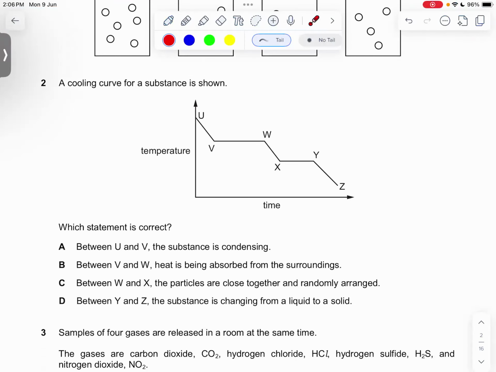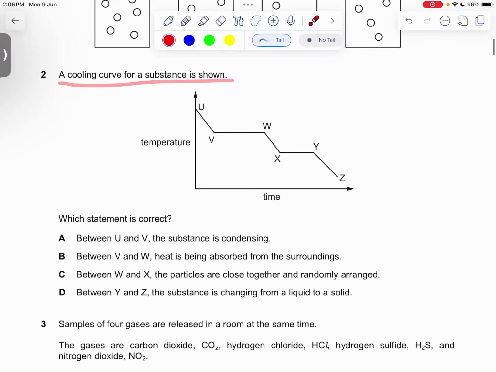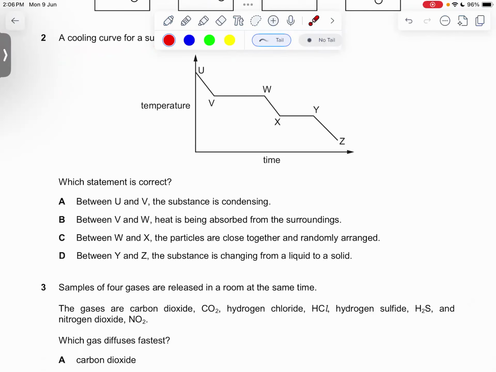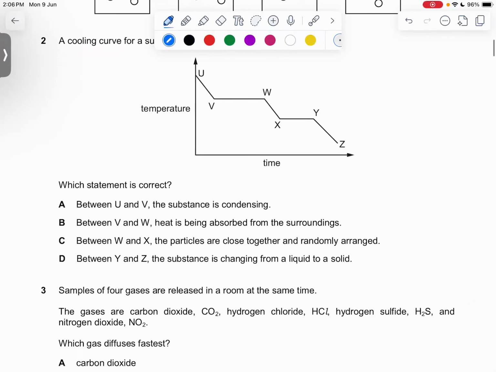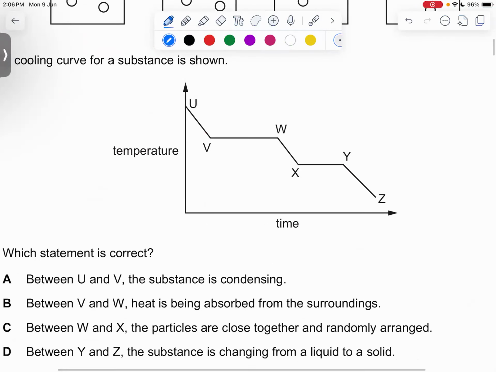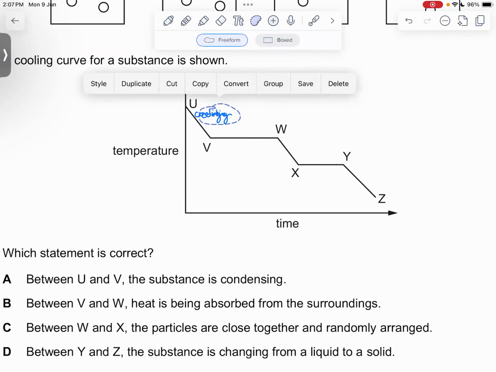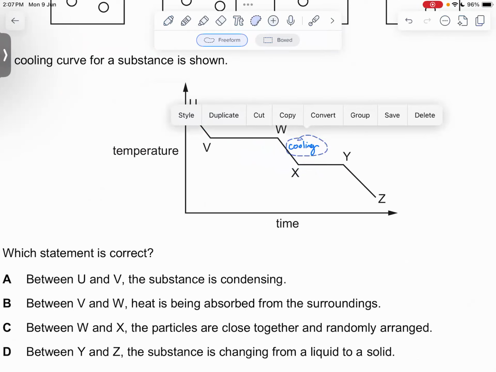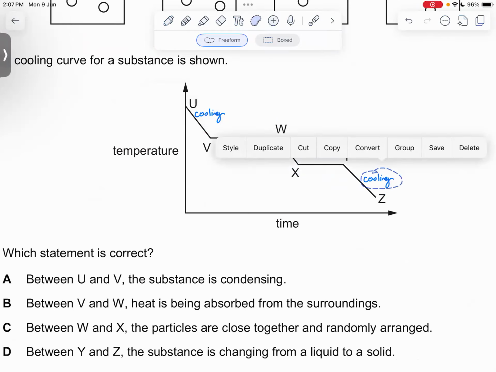Next question, a cooling curve for a substance is shown. All right, which statement is correct? Before we start talking about any statement, we can see that this is cooling. This point is cooling from U to V. Then from W to X is also a decrease in temperature, that is also cooling. And from Y to Z, that is also a decrease in temperature, that is also cooling.